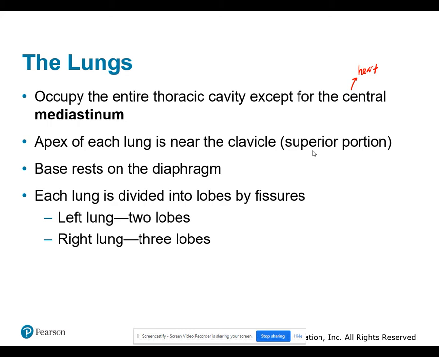Each lung is divided into lobes, and these lobes, we can tell the difference because they have fissures. So fissures should sound like a familiar word. We actually talked about it when we did the nervous system about fissures in your brain. So these are just very deep grooves. Your left lung has 2 lobes, and your right lung has 3 lobes. So altogether, you have 5 lobes of lungs.